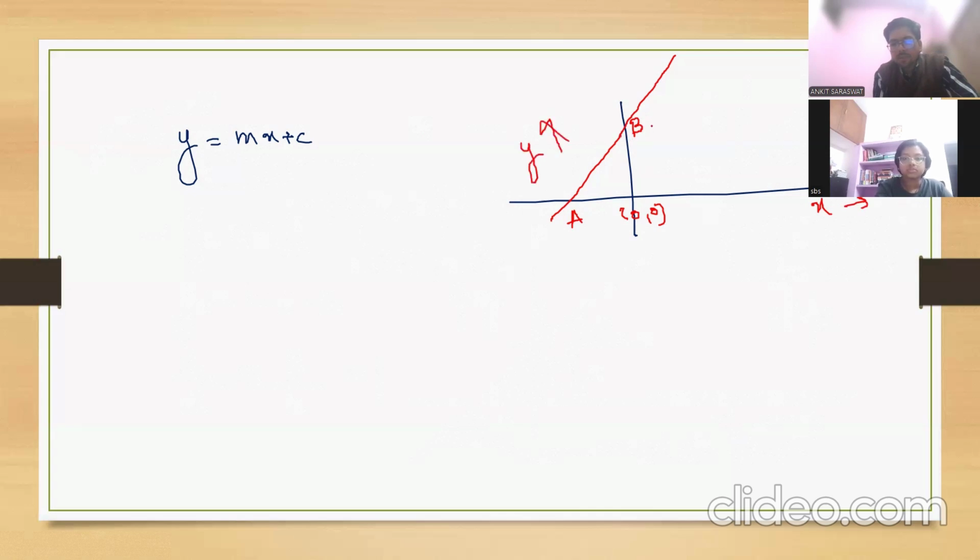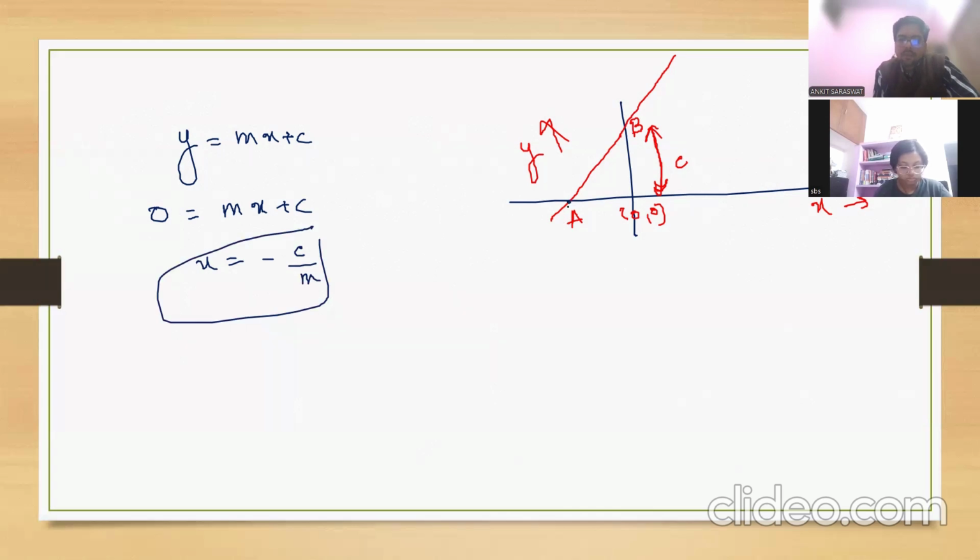This length on the y-axis is c. Could you tell me, what is the coordinate of A on the x-axis? On the x-axis, what is 0, y or z? On the x-axis, y is 0 and z is 0 as well. Here on the x-axis, make y 0 and you will get the value of x. At y equal to 0, x is minus c by m. Then you will get the coordinate of A as minus c by m comma 0.